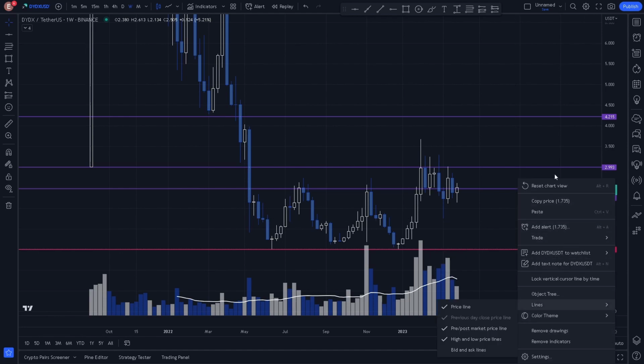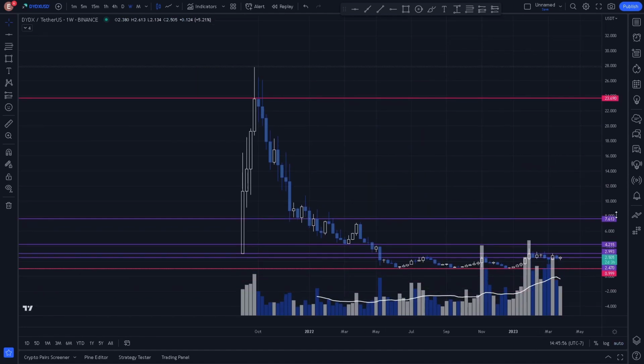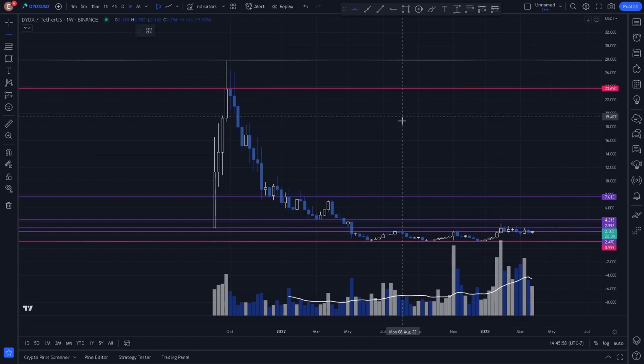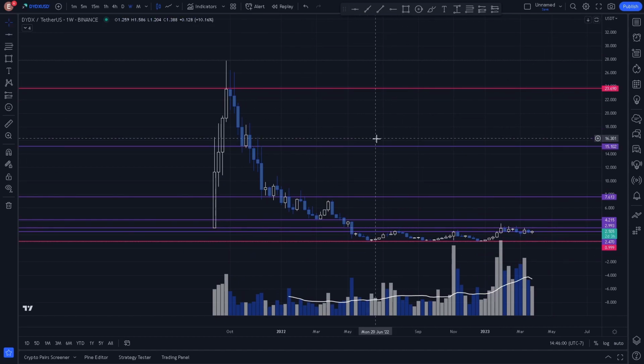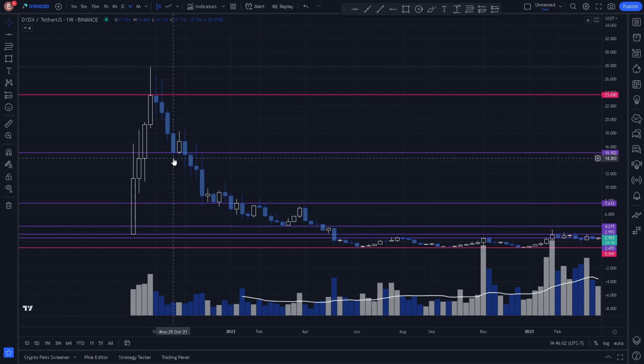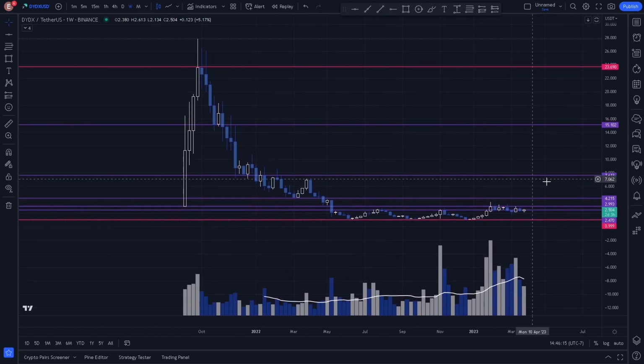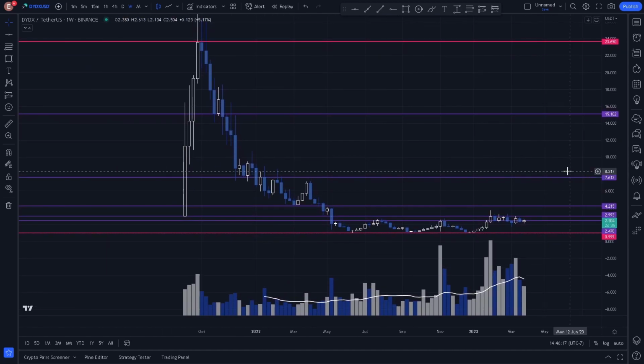So, zooming out, we can notice one more key level right here where we see price come down, hit, reverse a little bit, and this area is now acting as support. And notice these long wicks here reacting to the same key level now as resistance. So here are all the key levels on the monthly and weekly chart for DYDX.